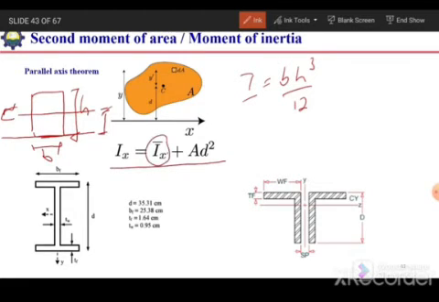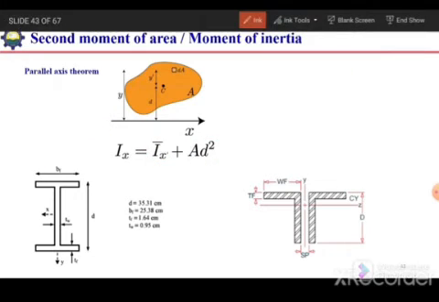So here this Ix dash, this one, we need to transform by adding the area times the distance from the neutral axis up to the new axis about which we want to calculate the second moment of area. So we will add A d square to transform this section about the new axis. For other sections like this T section, the neutral axis or the centroid will lie over here.